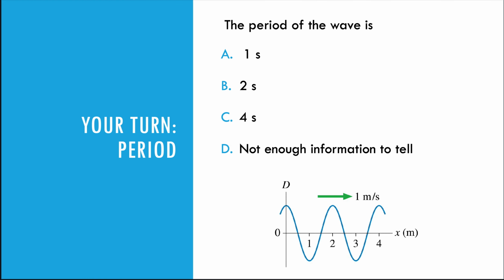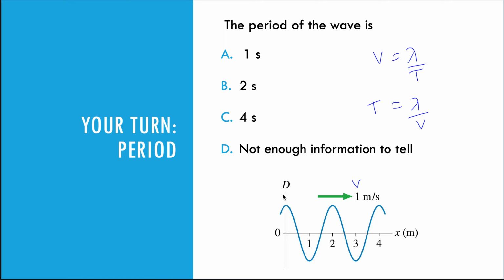Let's take a look at one question. What is the period of this wave shown? Well, we're given that it travels at a speed of 1 meter per second. So we're given v. And to find a period, we know that the speed is the wavelength over the period. So the period is going to be the wavelength over the speed. So we need to figure out what is the wavelength.